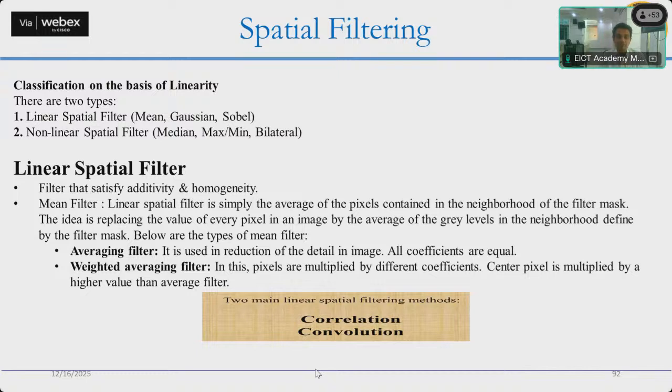Mean filter. What we are saying here, the linear spatial filter is simply the average of the pixels. See what you mean by mean? Mean filter is also basically a low pass filter. Here it is basically simply the average of the pixels contained in the neighborhood. The neighborhood effect actually comes there, overall on the one node or the one pixel. Again, the idea is replacing the value of every pixel by the average of the gray levels in the neighborhood.